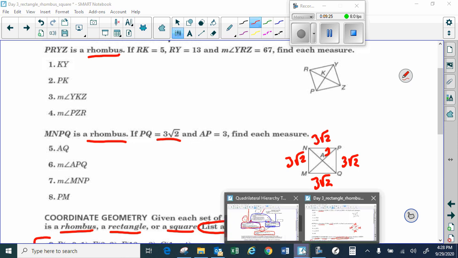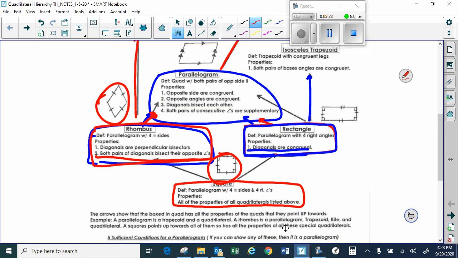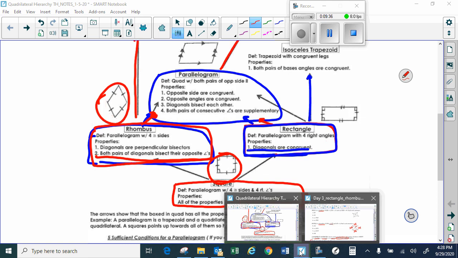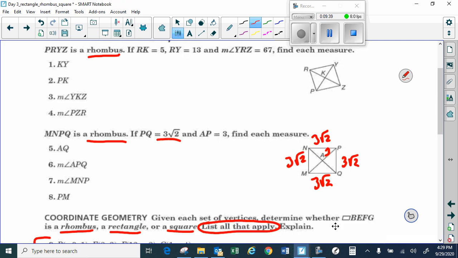What else is true? The diagonals are perpendicular bisectors. That means both diagonals are perpendicular bisectors. So they bisect each other and they form 90 degrees in the middle. So let's make that 90 clear. This is 90, this is 90, this is 90, and this is 90. They bisect each other, so that means this length is equal to this length, which means this is also 3 right there.